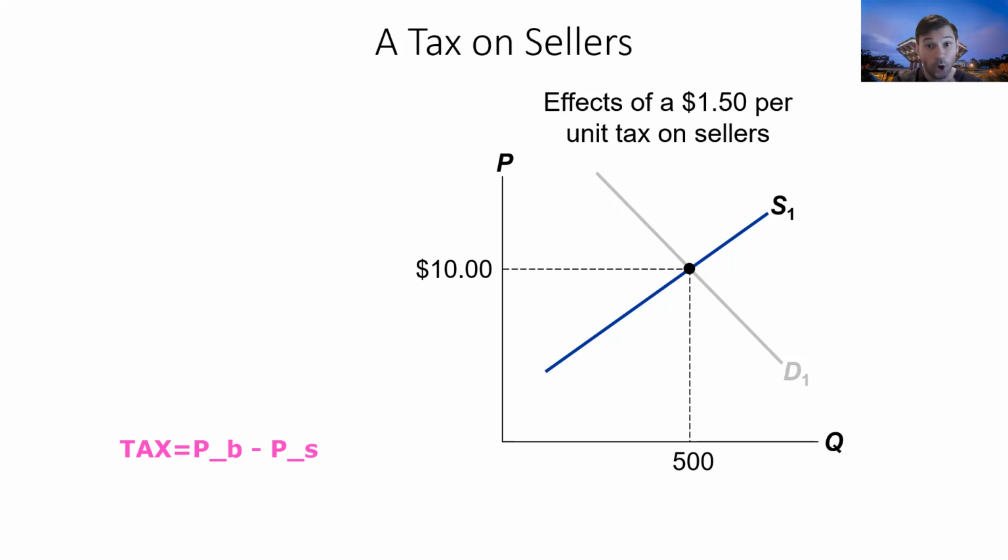It increases their marginal cost. If only we had a function in this graph that captured the marginal cost to the seller. Do we? The supply curve does that for us. Okay, so if the marginal cost is $1.50 higher, what's that going to do to the supply curve?